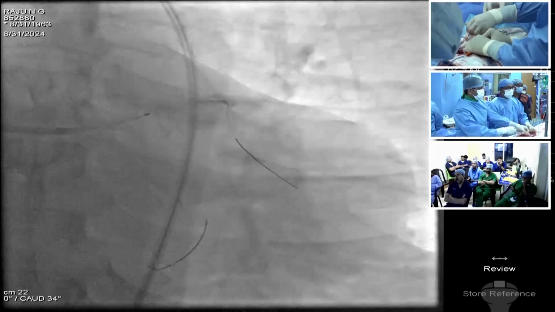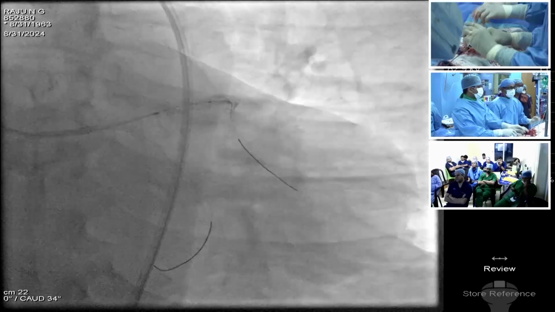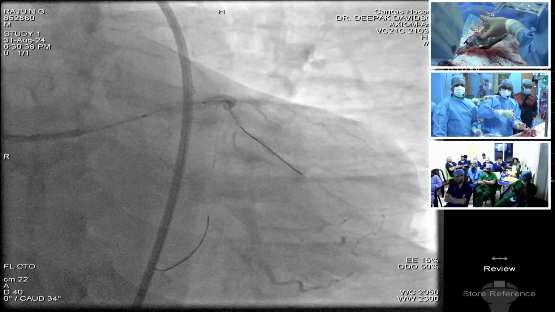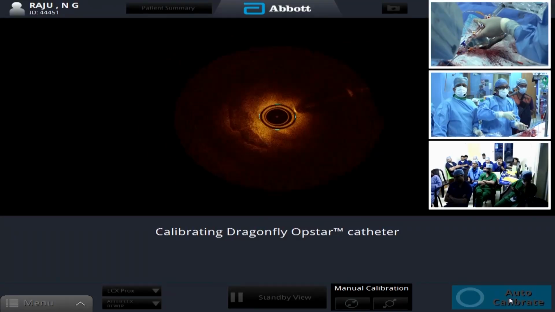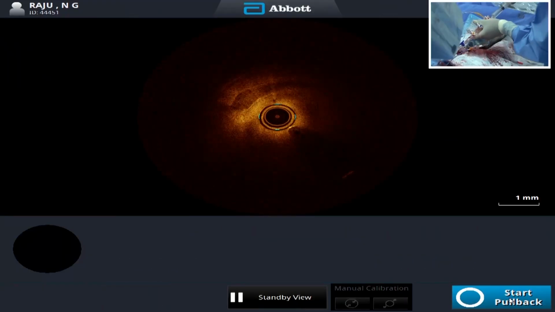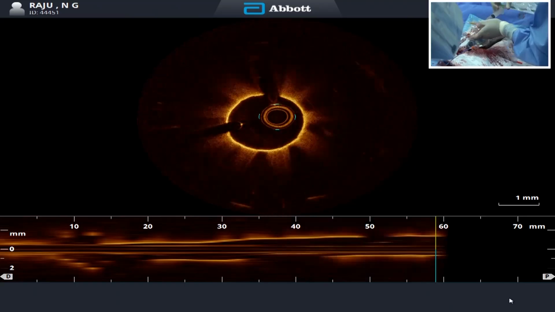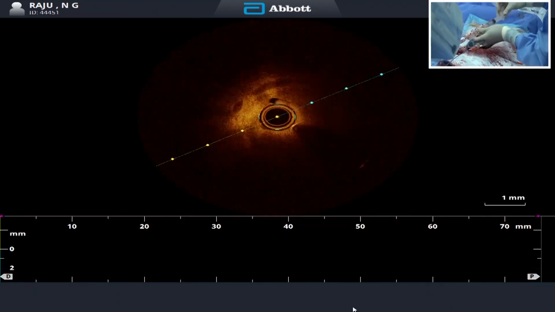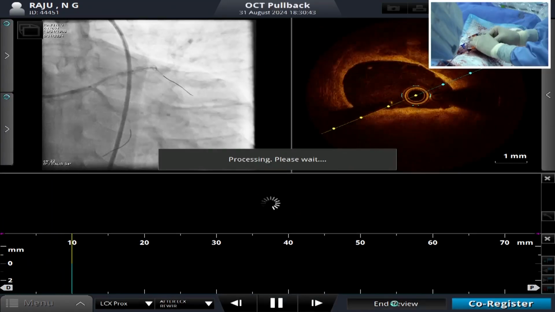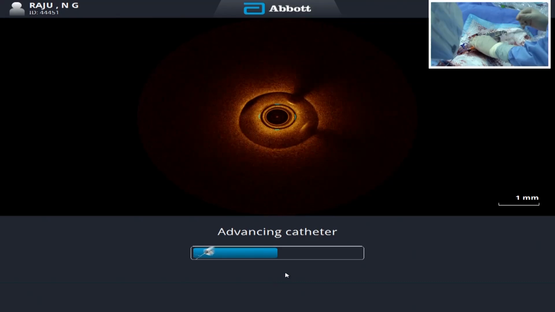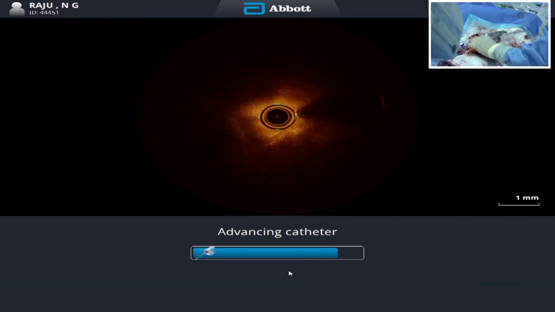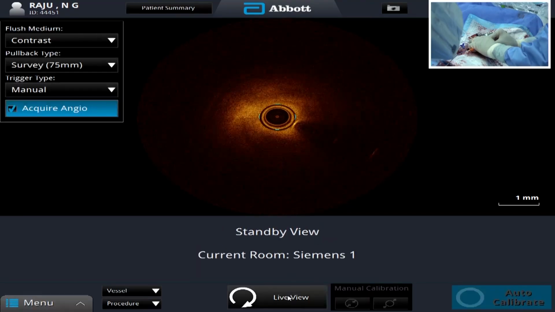Okay, now we'll take an OCT pullback. Ready? Yes. Here we'll take a very short pullback, just 5 ml. Okay, once again we'll go. Before I started injecting. Okay, we'll come back. We've reached the resting position.